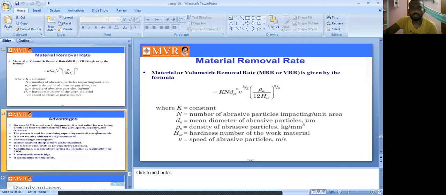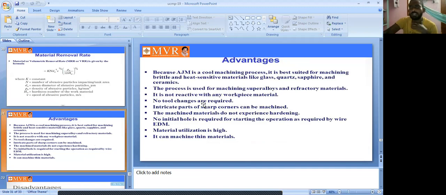Next we can see what the advantages are. Because abrasive jet machining is a cool machining process, it is best suited for machining brittle and heat sensitive materials like glass, grease, sulfate and ceramics. That is one of the benefits. These kinds of materials are used for the abrasive jet machining process.